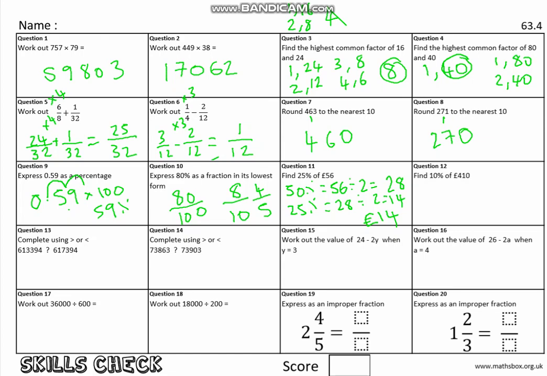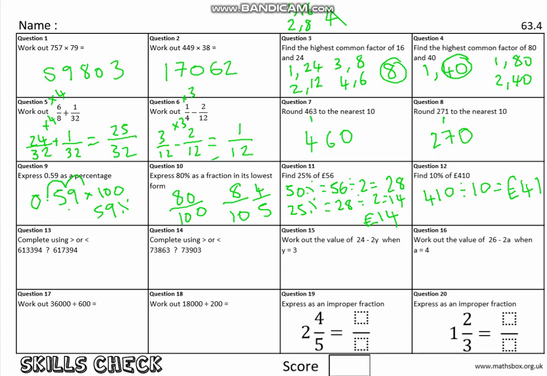Okay, so up next, it wants us to find 10%. So to find 10%, all we have to do is divide by 10, because 10 tens fit in 100. So here we would do 410, and we divide that by 10, just take off that 0, and we'd get our £41. So that's 10% of 410.